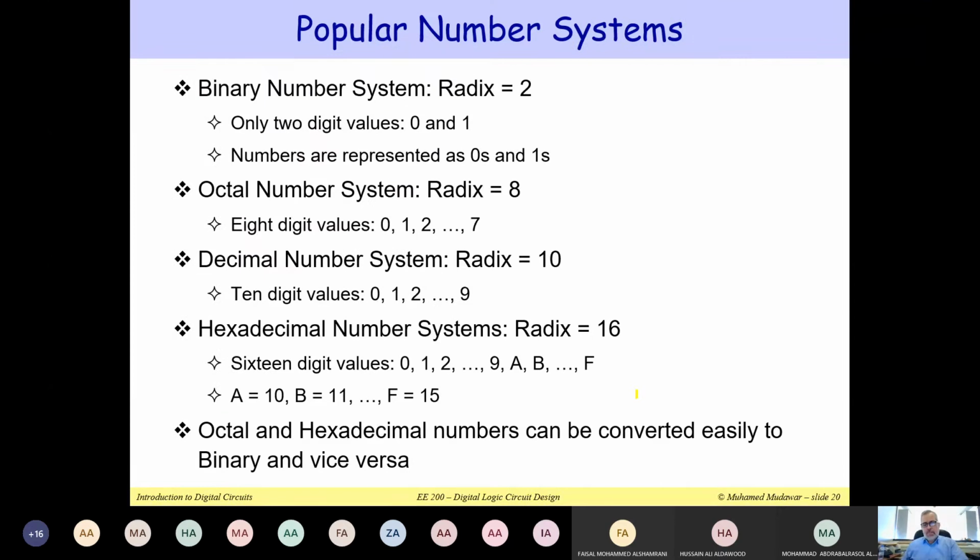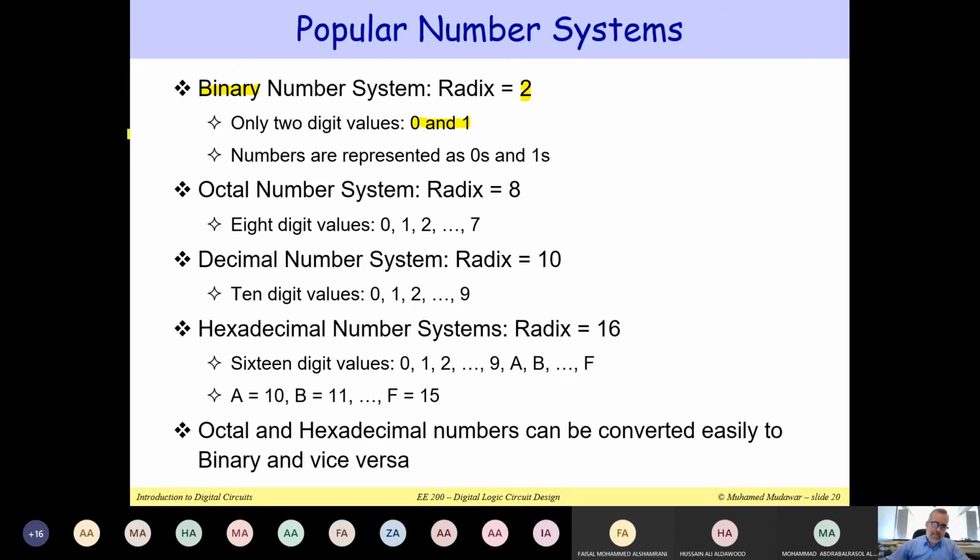Now, there are some popular number systems, like the binary number system. We say that binary means the radix is equal to 2. This is binary here, so it means 2. This is the radix. We have only 2 digits, 0 and 1. So we are allowed to use only 2 digits when we are dealing with binary. We are not allowed to use the digit 2 or digit 3. These do not exist in binary.